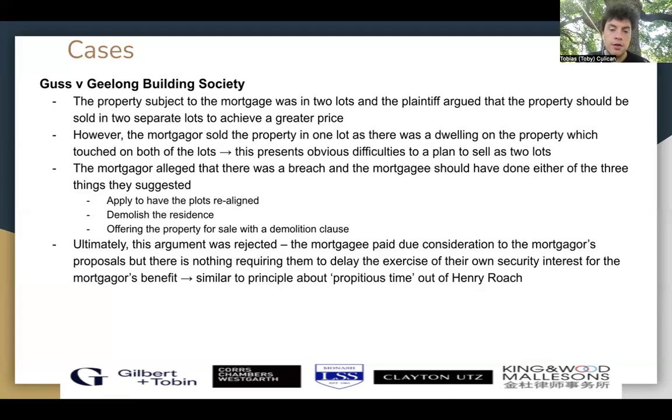The mortgagor alleged that there was a breach of the mortgage and the mortgagee should have done one of the three following: apply to have the plots realigned, demolish the residence, or offer the property for sale with the demolition clause. However, ultimately this argument was rejected. The mortgagee paid due consideration to the mortgagor's proposals, but there was nothing requiring them to delay the exercise of their own security interest to the mortgagor's benefit. So, yeah, similar to the propitious time principle out of Henry Roach, I just went over.